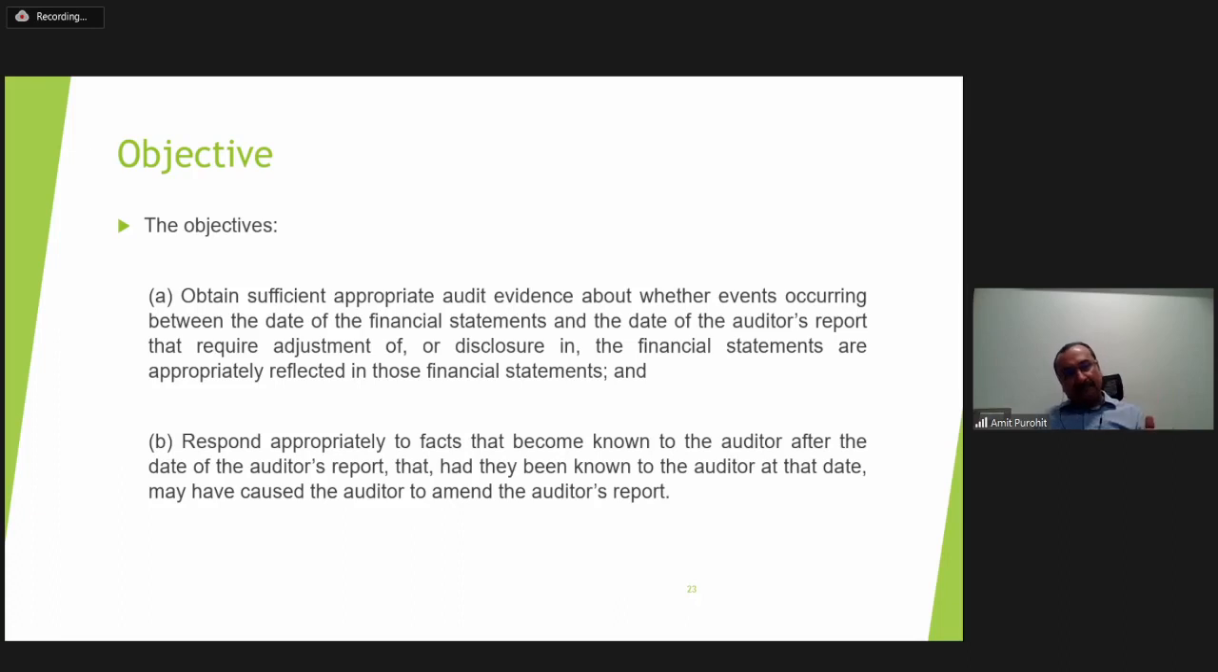Then the next limb is to respond appropriately to facts that become known to the auditor after the date of the auditor's report that, had they been known to the auditor at that date, may have caused the auditor to amend the auditor's report. So say, for example, if certain facts come to the light of the auditor after the date of the auditor's report, which, if they had come to light earlier, the auditor would have changed his audit opinion, then he will have to take care of these facts under this particular standard.